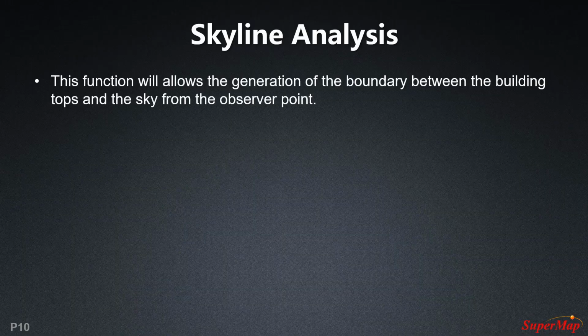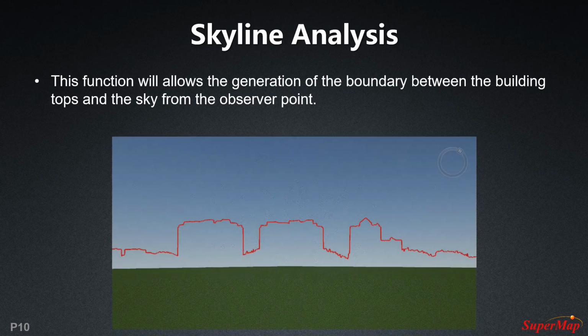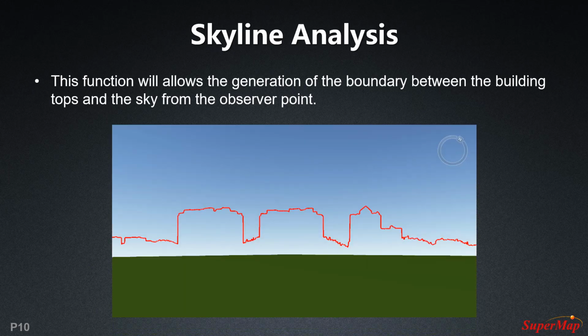Now let's talk about skyline analysis as our final step for this tutorial. Now what this function does is that it allows the generation of the boundary between the building tops and the sky from the point of view of an observer, so from a single point. So what it allows us to do is that it allows us to draw a single line skyline of our 3D scene. So let's see how that is done in iDesktop.